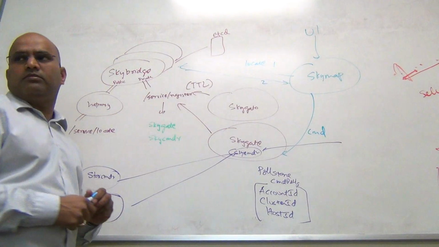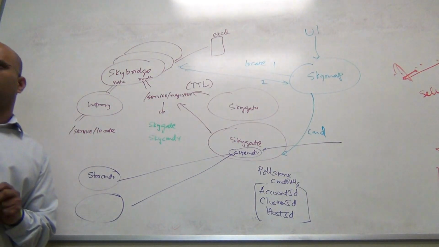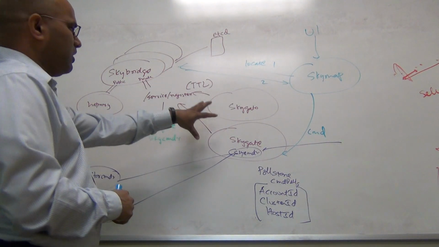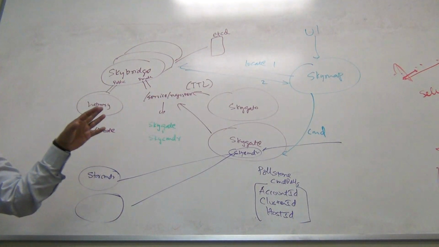Why do we have a separate SkyMap service? I understand why SkyBridge is there and why SkyGate. What does it do? The purpose of the SkyGate service is to do the data stream processing.